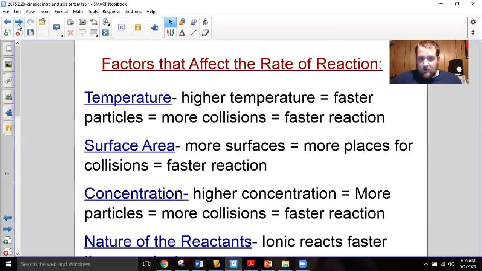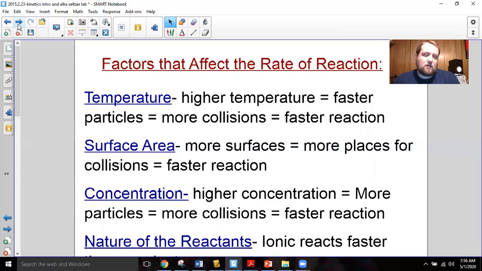Surface area has a large effect. The more surfaces there are, the more locations or more places there are for collisions. So if you can increase the surface area, then you will have a faster reaction.